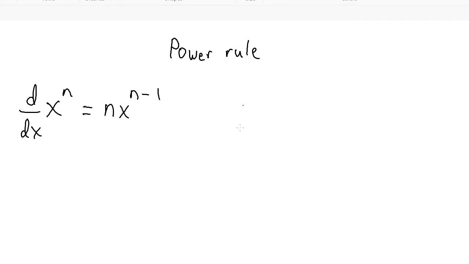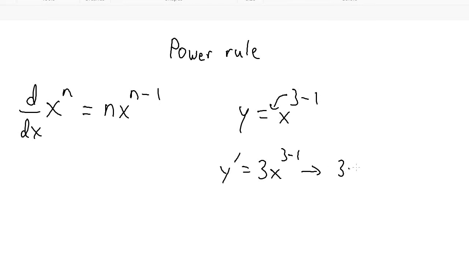So let's look at a problem: y equals x cubed. In order to derive this using the power rule, we're going to have to bring the 3 down and subtract the power by 1. So we will do 3 times x to the 3 minus 1, which is equal to 3x squared.